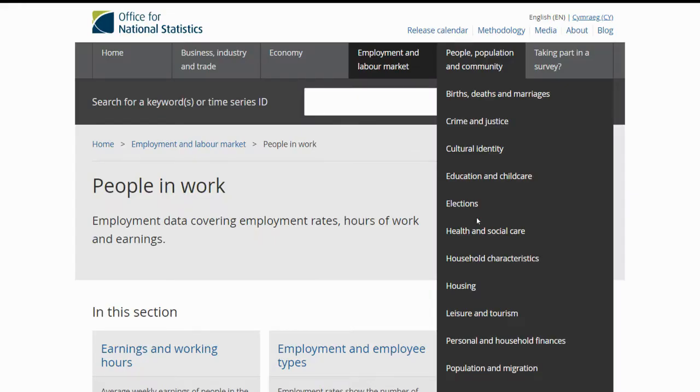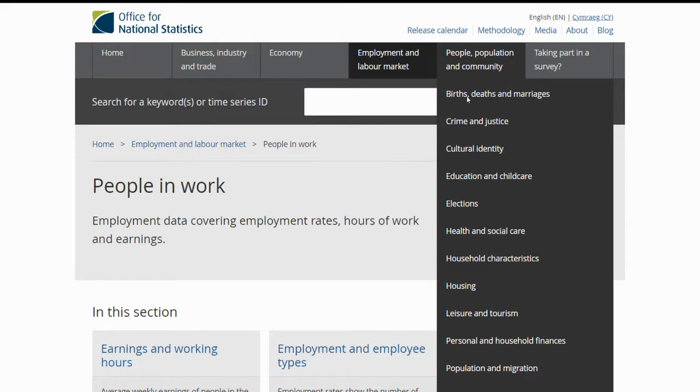Okay, so let's begin. Right, so there's lots of different data out there. So, for instance, this from the Office for National Statistics has got employment and labour market, so people employed and not employed, stuff about the economy, business, industry, and trade. But this here is a lot of useful information.